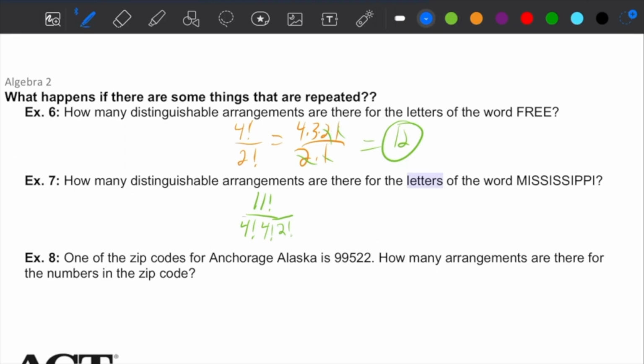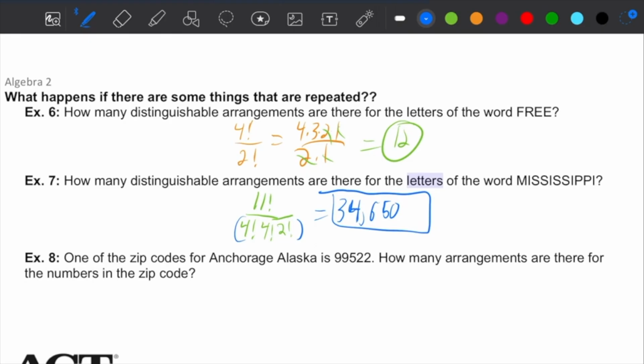And it's important that if you're typing this in your calculator, you put parentheses around the bottom. So you take 11 factorial divided by all of that, and you would end up getting 34,650 different combinations, which if you just compare that to 11 factorial is quite a lot smaller. I want you to try number 8.